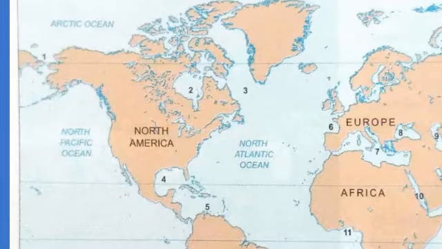Now let's go to North America, children. One is Bering Sea, and we have learned Bering Strait also, which separates Arctic Ocean and Pacific Ocean. 2. Hudson Bay. 3. Labrador Sea. 4. Gulf of Mexico. 5. Caribbean Sea.